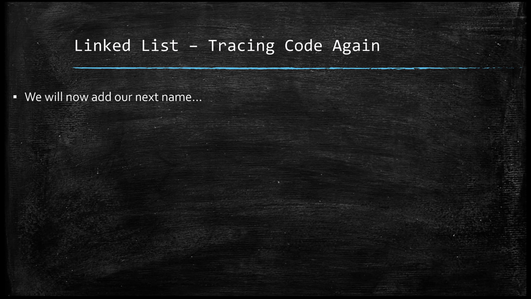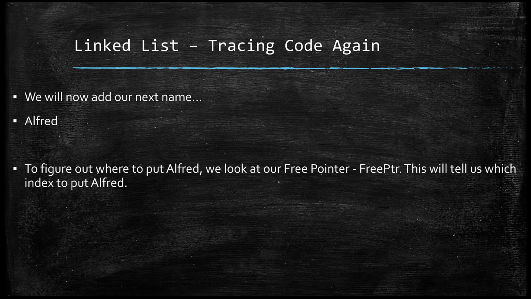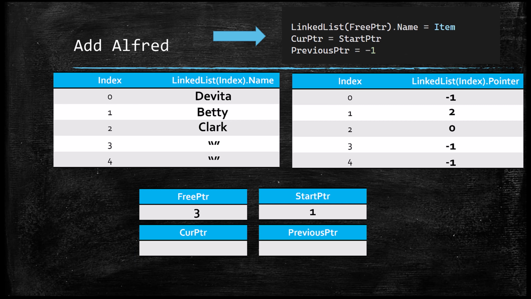All right, it's time to add our next name, Alfred. If you've been following along, then you know Alfred comes next. Now to figure out where to put Alfred, it's all about that free pointer. This will tell us which index to put Alfred in, which is going to be index 3. So let's take a look at our code.